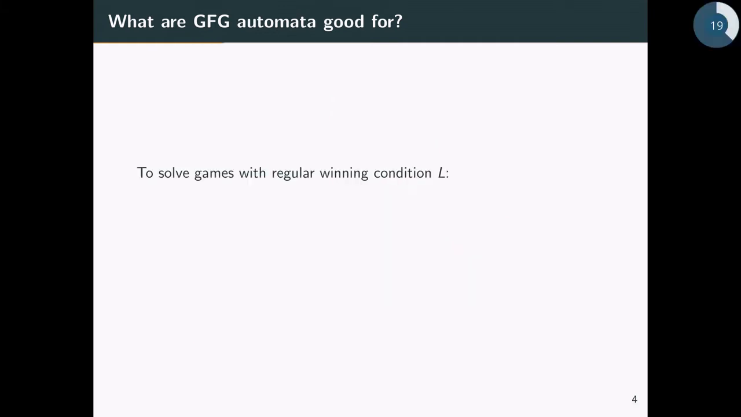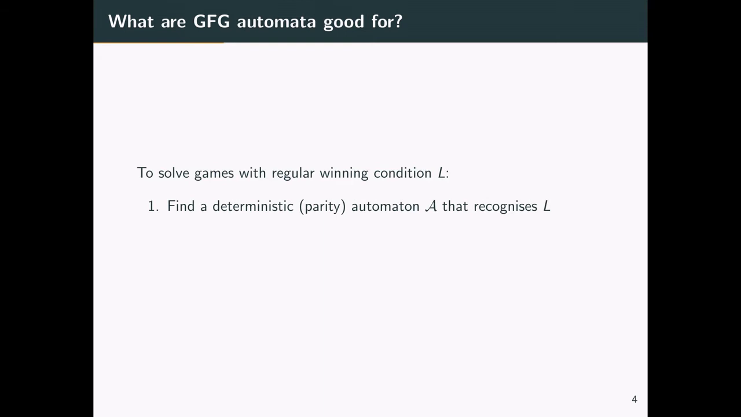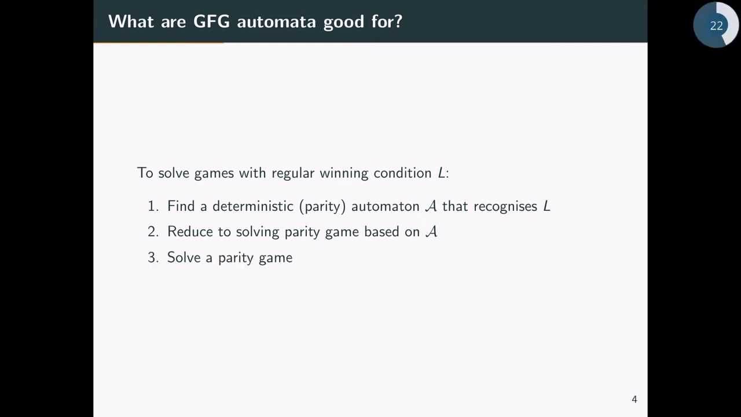Now, to solve these games and get these winning strategies, the traditional way of doing things is to first find a deterministic automaton that recognizes the language describing the winning condition. We then use this deterministic automaton to reduce solving this game to solving a parity game, and then we can solve that parity game using your favorite parity game algorithm.